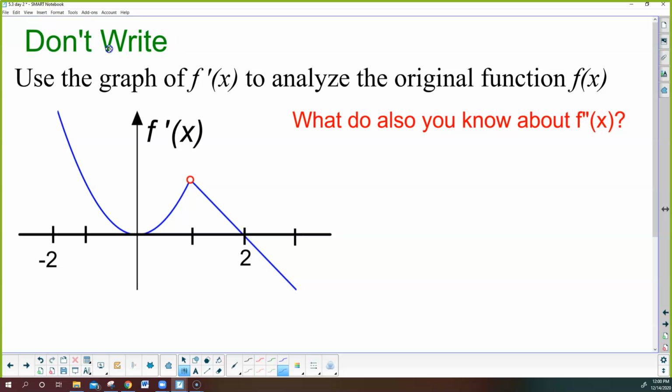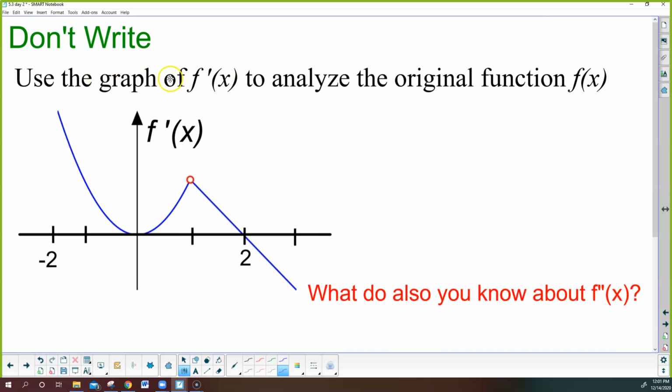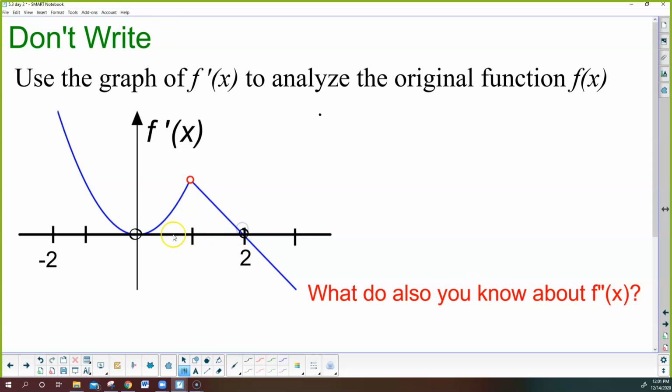Okay, we're going to analyze a couple graphs. We don't want to write, but let's look at a couple of questions. Use the graph of f prime to analyze the original function of f. Okay, so what do we know? Well, let's start off with this. Critical points. Where does the derivative equal 0 or not exist? Notice, we have potential critical points. Critical points are when the original derivative is equal to 0, so at x equals 0.